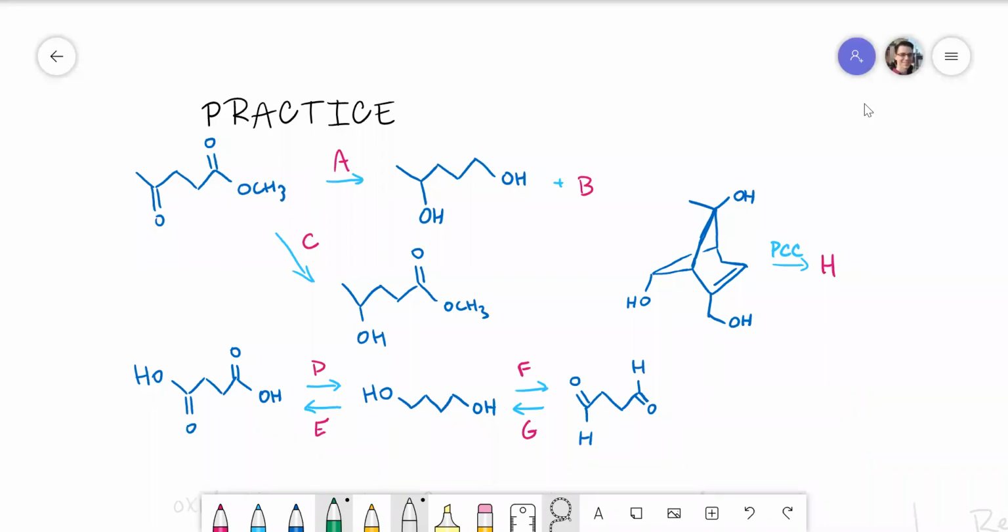Hey everyone, I'm going to quickly go over the answers to the homework since we didn't get time to do it in class. All right, so our first one, we have two functional groups, a ketone and an ester.